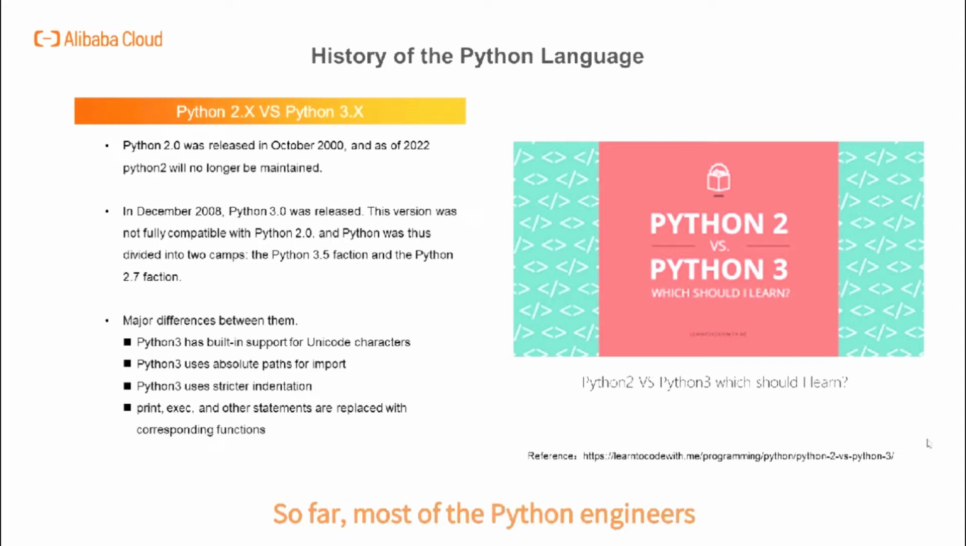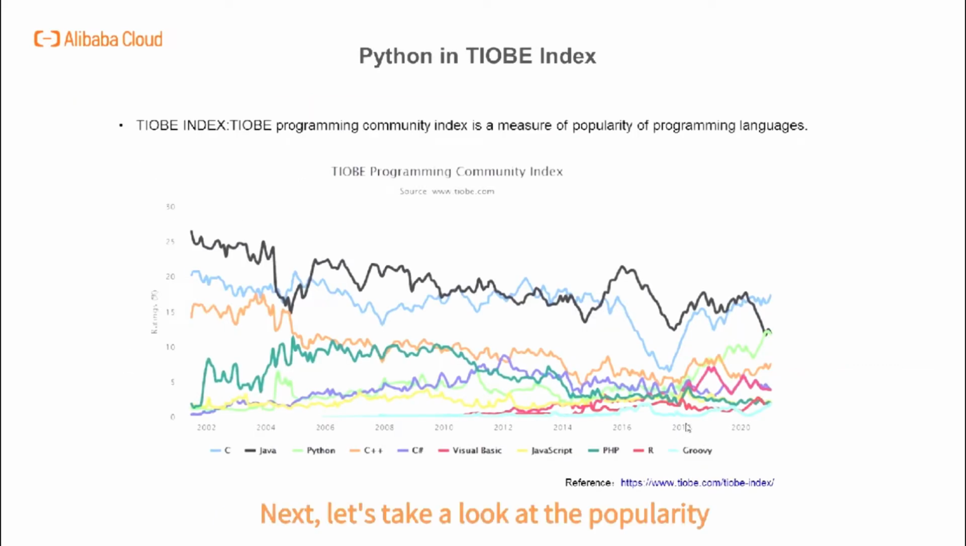So far, most Python engineers have moved to Python 3, and Python 2 will gradually withdraw from the stage of history. Next, let's take a look at the popularity of the Python language. This graph is based on the TIOBE index to show the community activity of each programming language. We can see that the Python language has developed rapidly after 2018 and is currently in the top 3 positions.